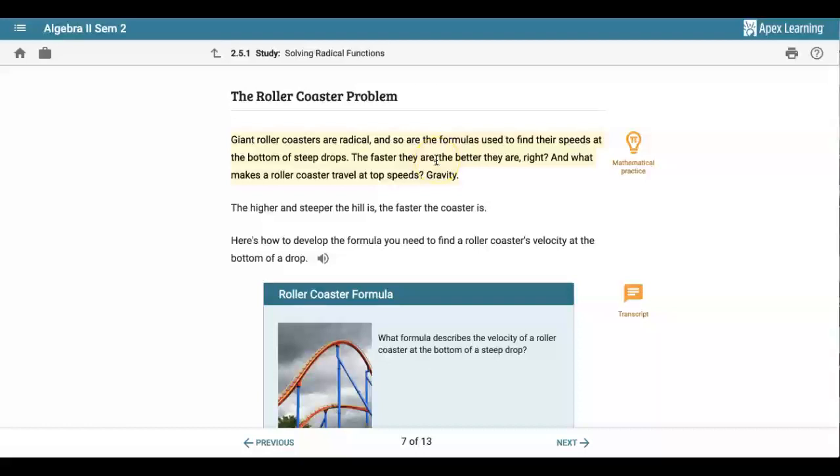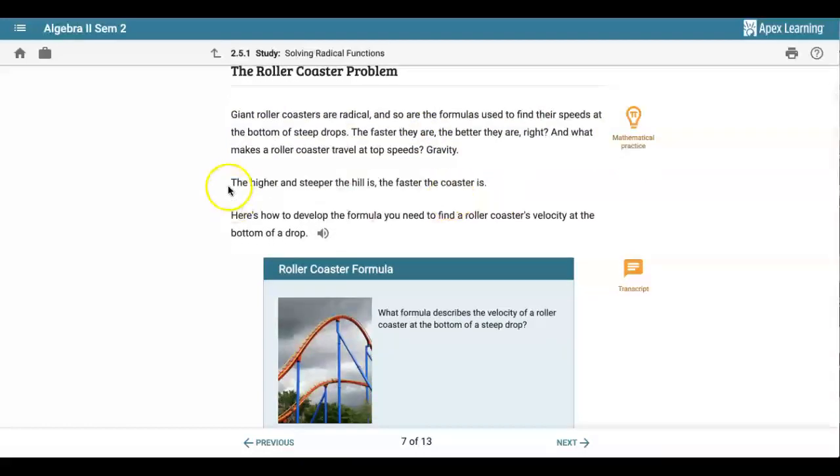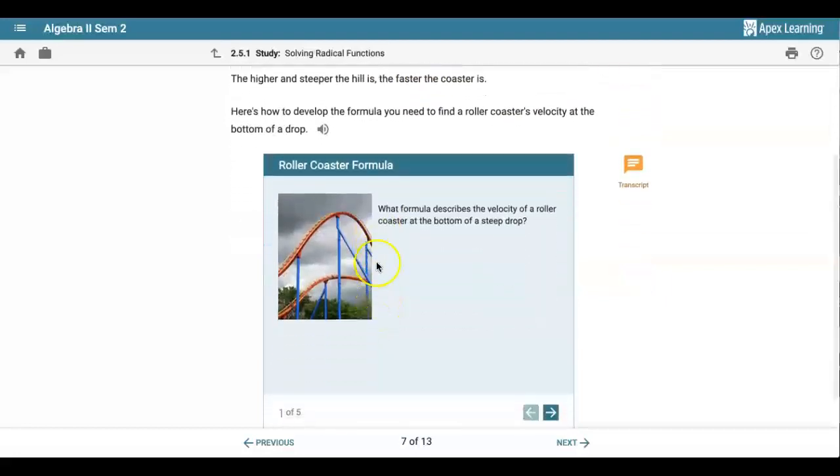And you'll learn more about this principle in physics, but glad I get to give you a little introduction here. So the higher and steeper the hill is, the faster the roller coaster goes, right? And if that's obvious to you, good. Because think about it, the higher the roller coaster goes, the longer it has to pick up this speed as a result of gravity. So looking here, this is how we can develop the formula needed to find a roller coaster's velocity at the bottom of a drop.